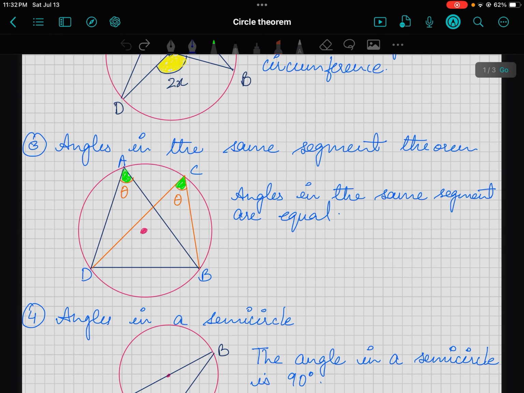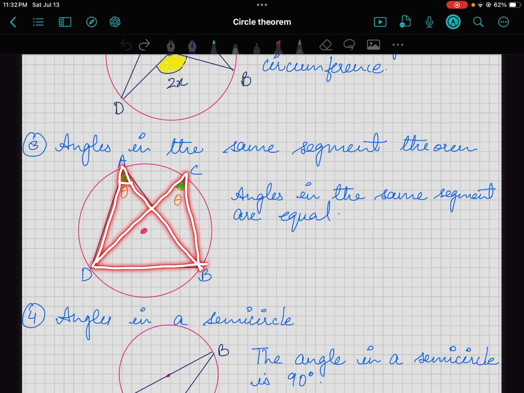Third, the angle in the same segment theorem. This is a chord. Whenever there is a chord, it divides the circle into two segments, this segment and this segment. That means this chord will make the same angle if they are in the same segment. That means if these two are both in the same segment, then both are the same.